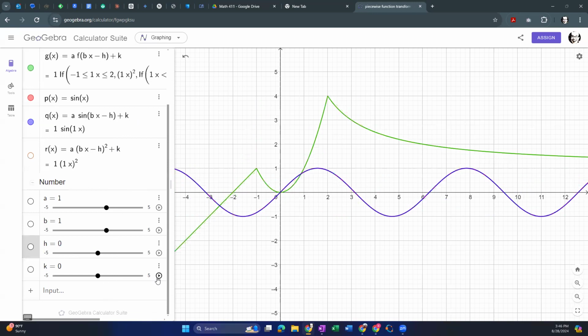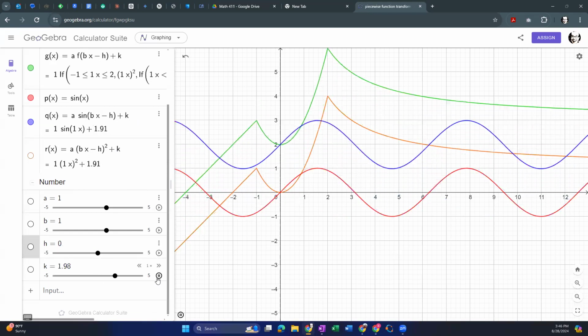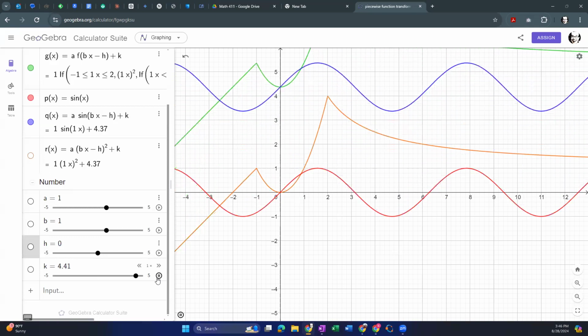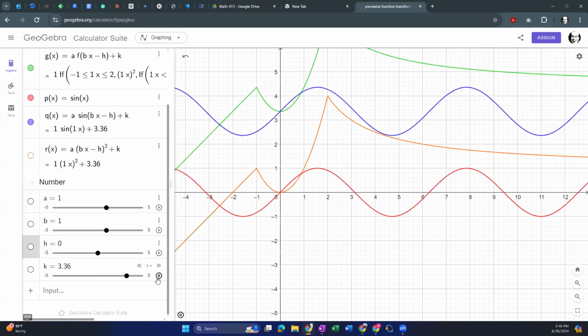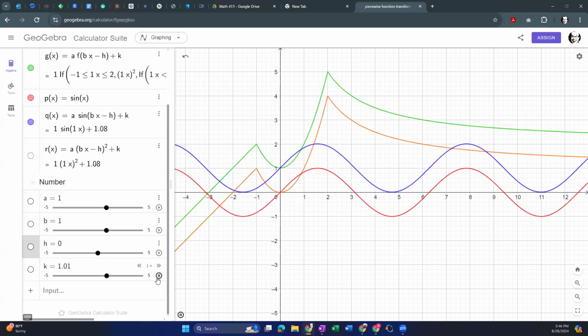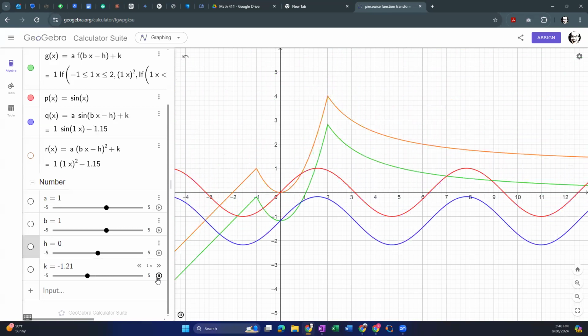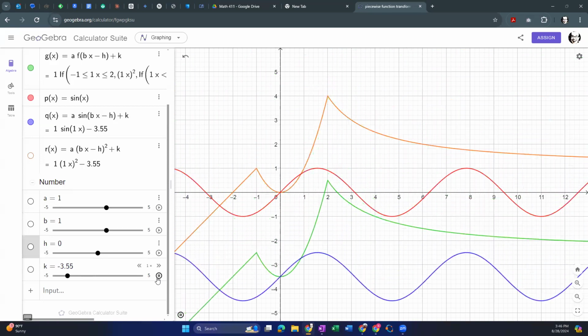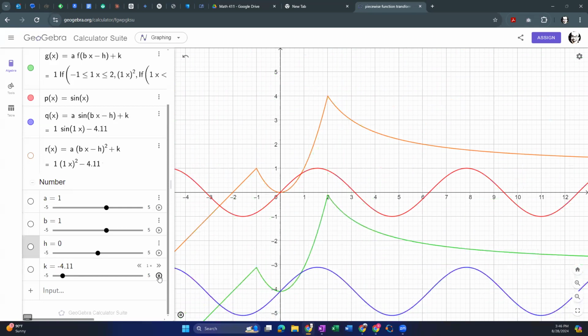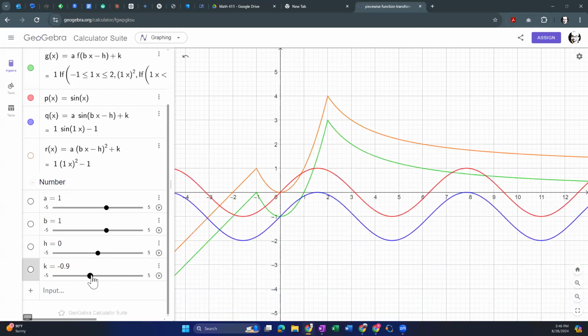K is going to affect the Y value, and it's just going to directly affect the Y value by shifting things up and down. And K works as you would expect. Add K, you go up. Subtract stuff, you go down. That kind of good stuff. All right.